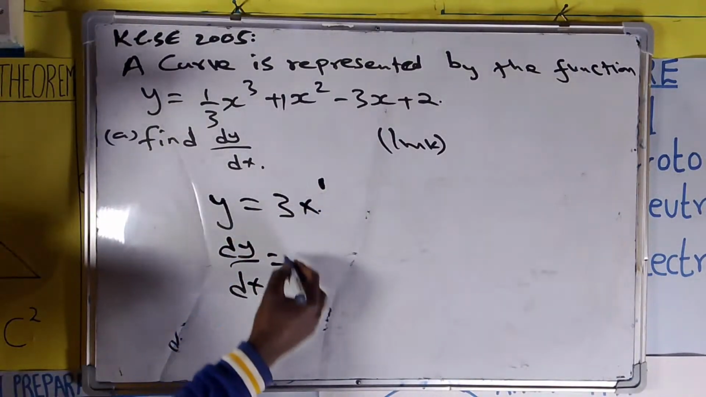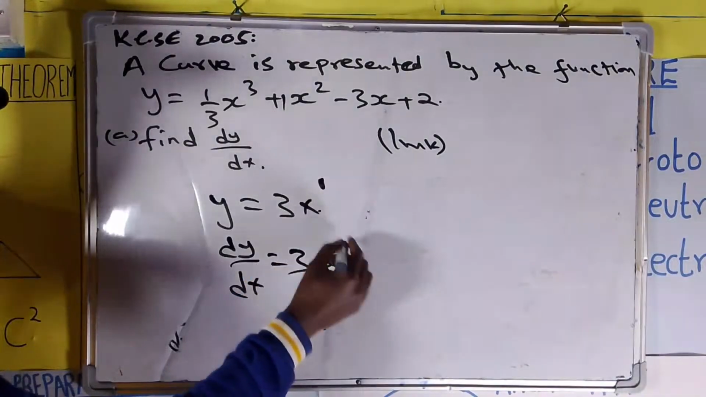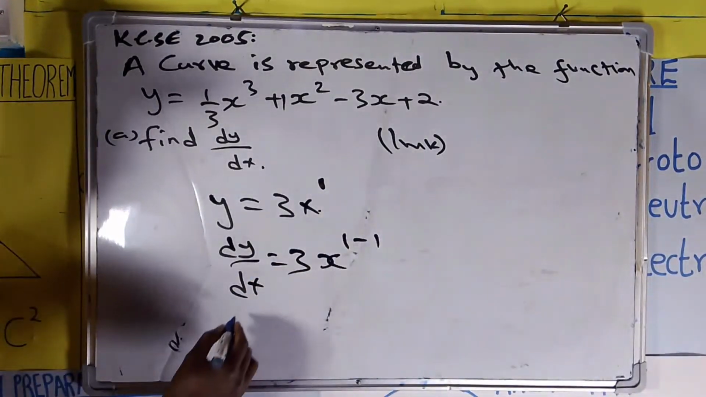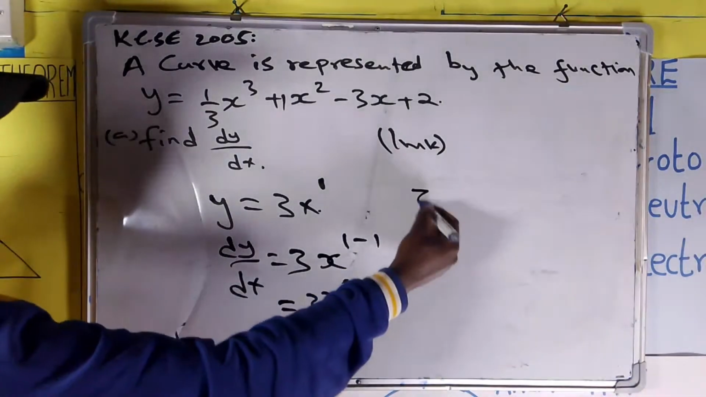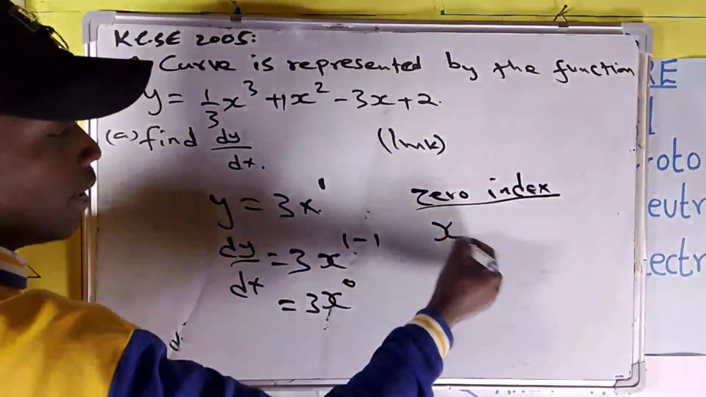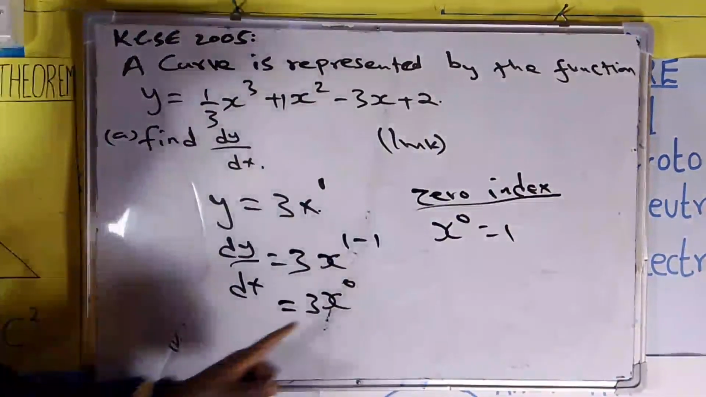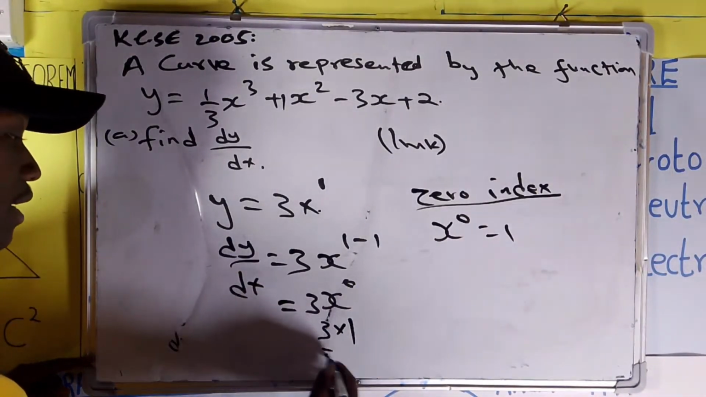So what is 1 times 3? It is 3. Then x remains there, then the power reduces by 1, so itakuwa 3x to power 0. Tukaongea kuhusu zero index. Zero index states that any number raised to power 0 is 1. So x to power 0 is 1. 1 times 3 is going to give us 3.